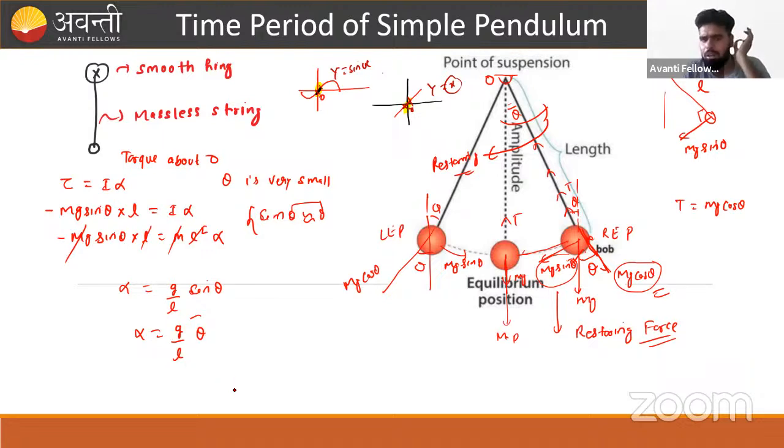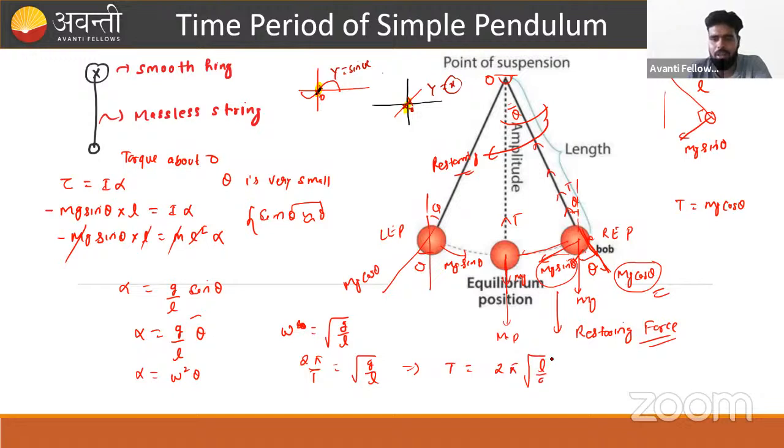Okay, because you already know that if somebody asks where the negative sign is, you can say what is the physical meaning of the negative sign. If we compare this result with our standard result, alpha equal to omega square theta, we can say omega square is nothing but g by L, so omega is root over g by L. Omega is 2 pi upon T, so this will equal g by L. So what is the value of the time period, beta? The time period will equal 2 pi root over L by g.